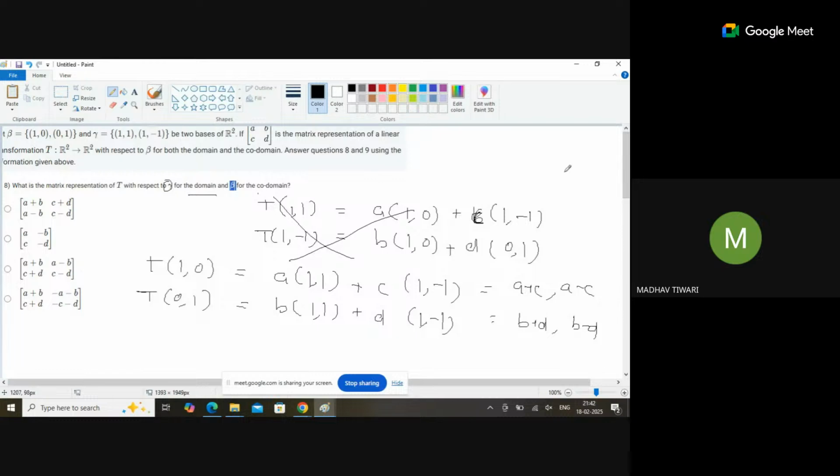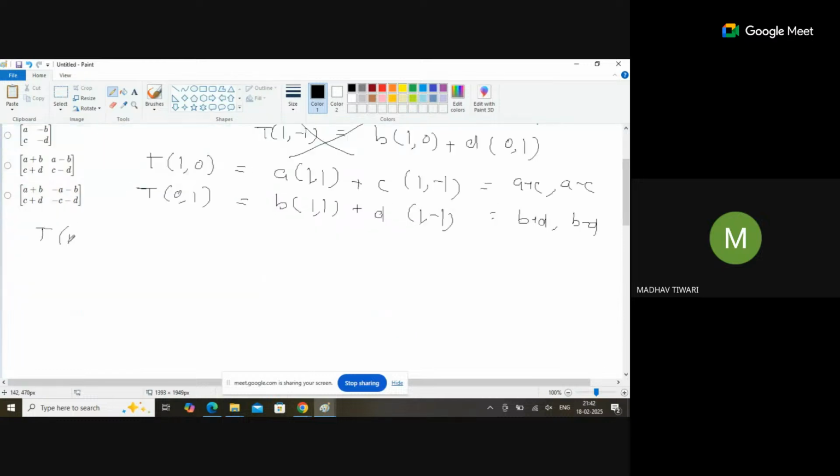So gamma is (1, 1). So I can write transformation of (1, 1) as transformation of 1 times (1, 0) plus 1 times (0, 1), right? So if I apply this, this is nothing but transformation of (1, 0) plus transformation of (0, 1). So what is this? It is given here. Next is given here. Okay, so what will I get? If I add these two transformations, I will get a plus b plus c plus d here. Okay, and here I will get a plus b minus c minus d.